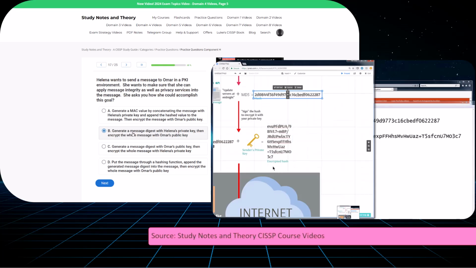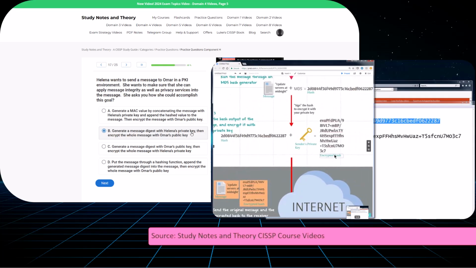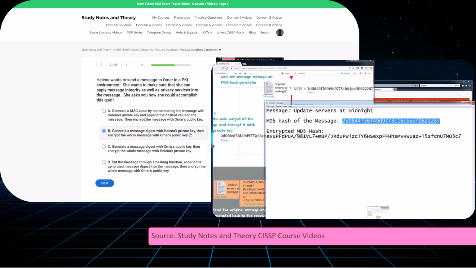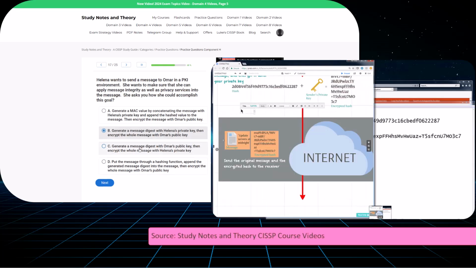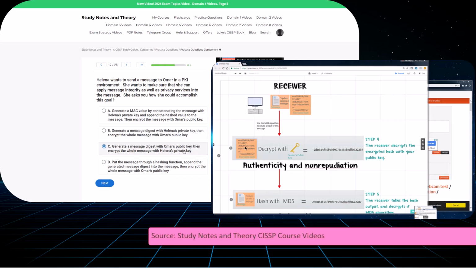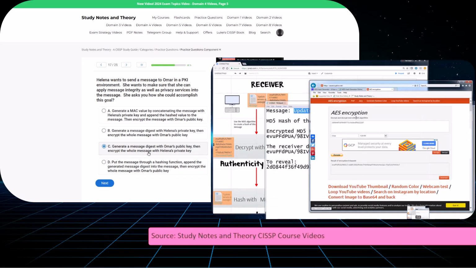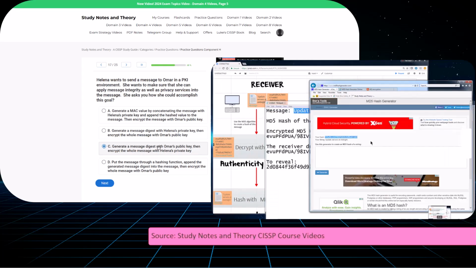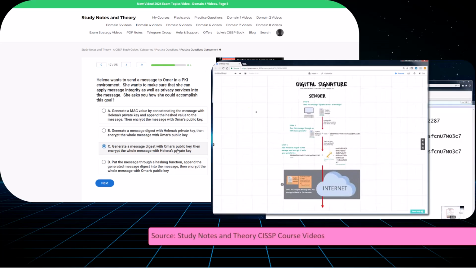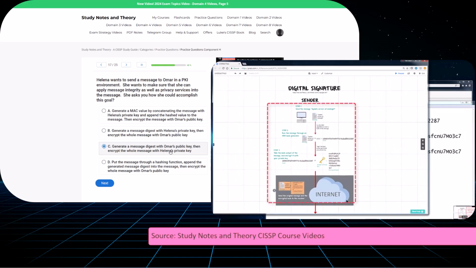I don't know if you can generate a message digest with a private key. You use an integrity algorithm to create the message digest. I don't think that's the right answer. Generate a message digest with Omar's public key, then encrypt the whole message to Helena's private key. That's wrong, because you don't want to encrypt the whole message to Helena's private key. She's the sender. You want to encrypt it with Omar's public key. So choice C is definitely wrong.